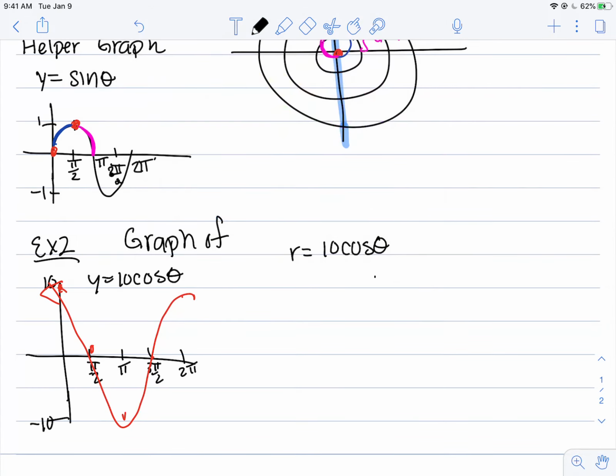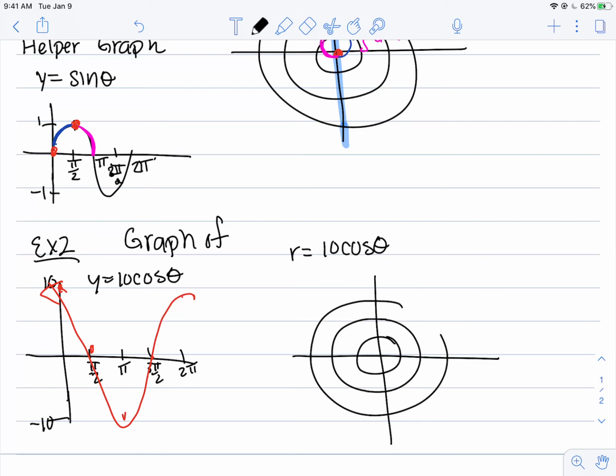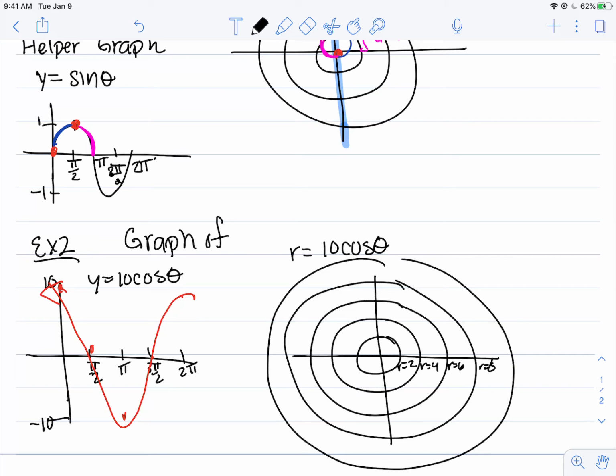So when we try our polar graph, and I don't know why I chose 10, but you know what? You can rescale your graph. So each ring can stand for 2. Okay, so then at 0 radians, we're at 10. At pi over 2, we're at 0. And in between the two, our r values are decreasing.